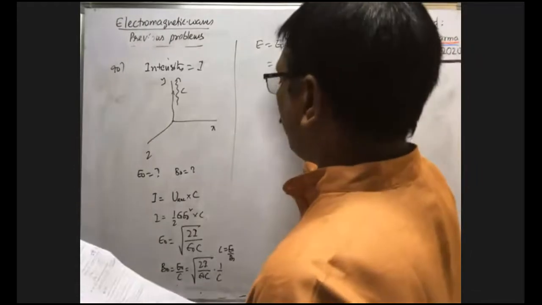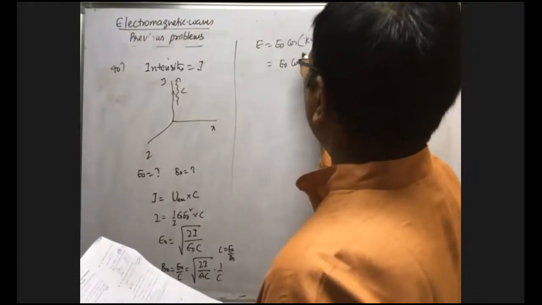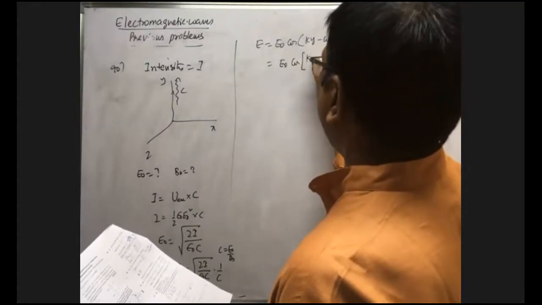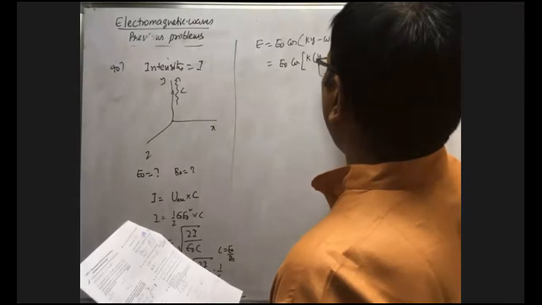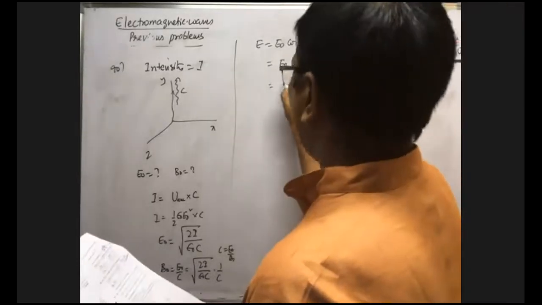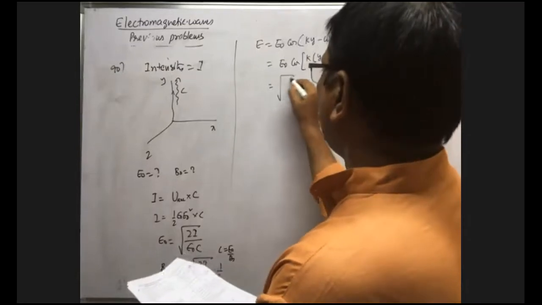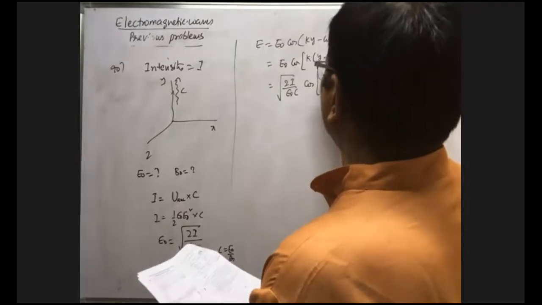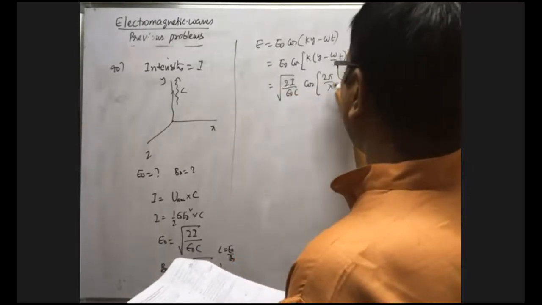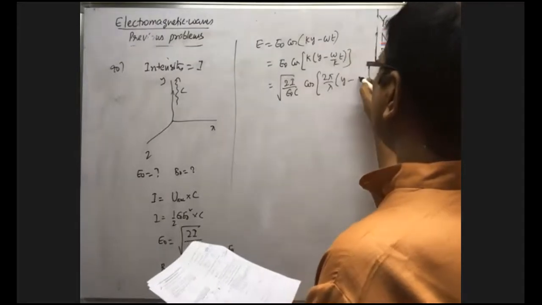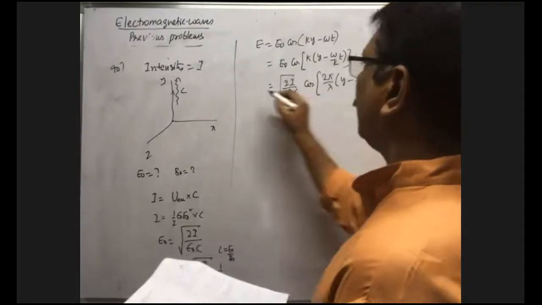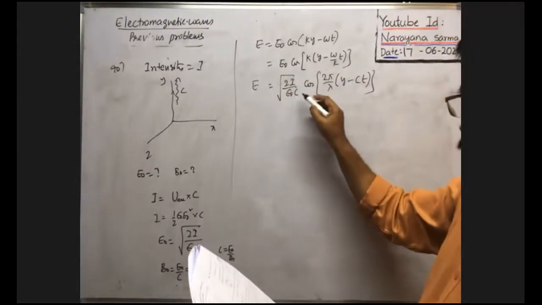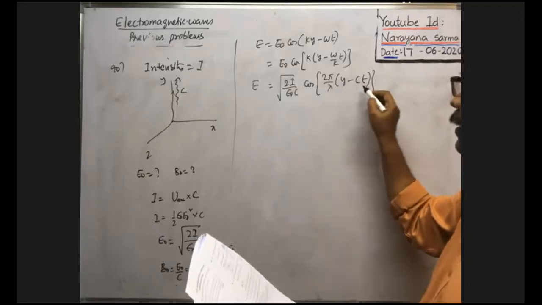Then this is equal to E naught into cos. K, in terms of lambda, they asked. Take k common here: k of y minus omega by k into t. This is equal to E naught, which is root 2I by epsilon naught c, into cos of 2 pi by lambda into y minus omega by k, the speed of light, into t. This is the E value. You see, in the third option, root 2I by epsilon naught c into cos 2 pi by lambda into y minus ct is there. Then what about B?